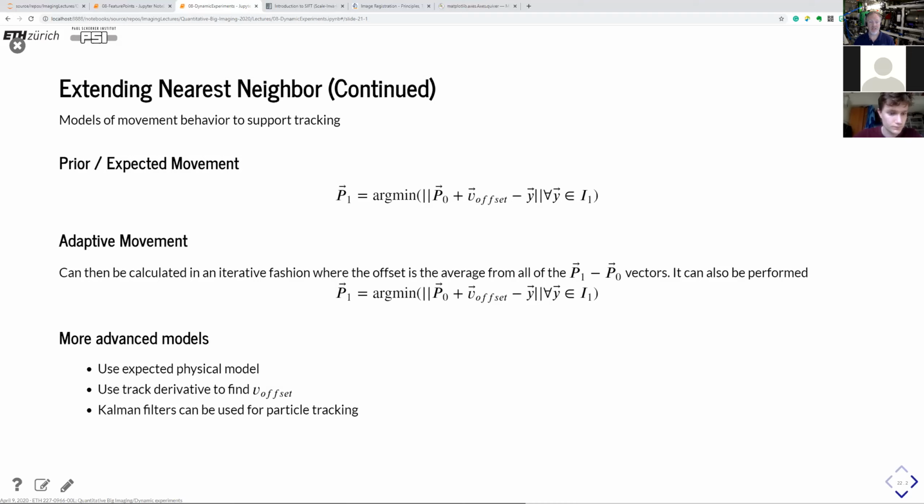Of course, you can also do offsets based on a physical model of what you expect, how things move. You can use the track derivative, so you follow what the track looks like and see that, okay, now it should be going up or should be going down. In extreme cases, you can even use Kalman filters, which are based on stochastic models and the derivatives of the tracks, to predict where you should look for the next one. That's a pretty advanced technique, but in some cases it has been shown to be very successful.